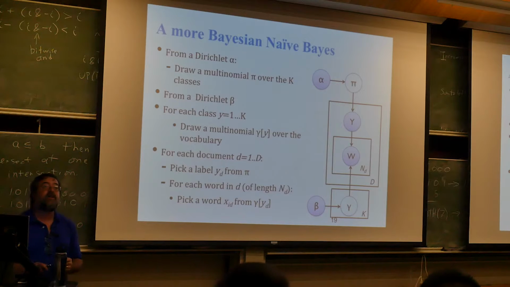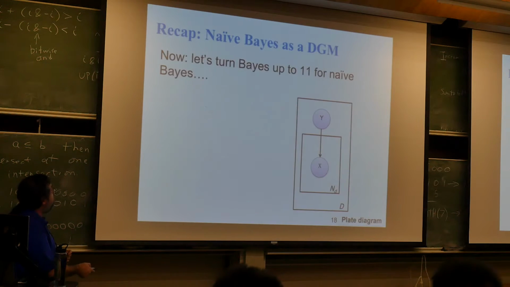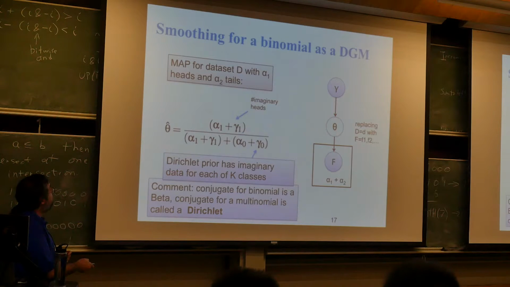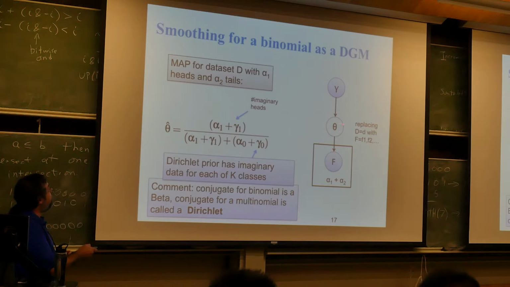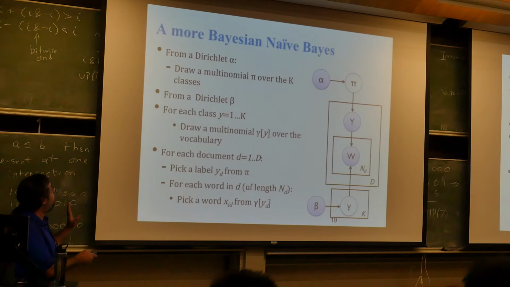Question: what's the analog of theta here, the theta that we saw in the previous slide? Okay, so that was a different example. That was choosing the parameters of a binomial. We don't have any binomials in this. We basically have two multinomials.